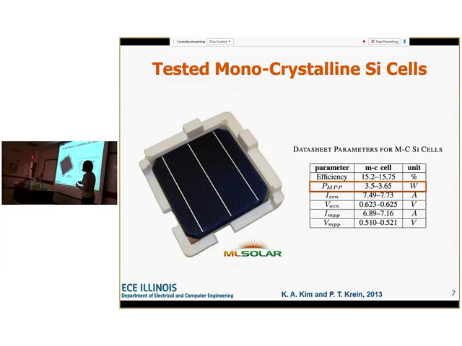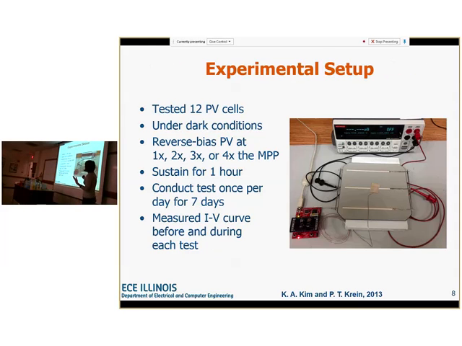So based on these cells, we set up 12 different cells, and we're looking at them under dark conditions because it's easier to test, and also they would be shaded if they're reverse biased, but we're not sure exactly how much they'd be shaded. So just to make them all the same, we're doing them under dark conditions, so no light.